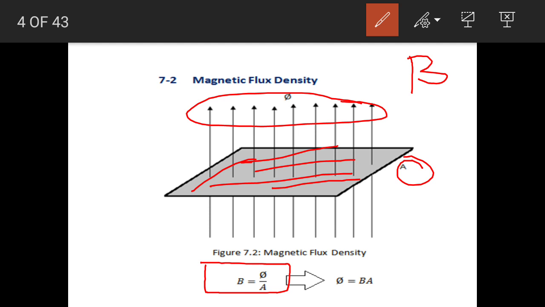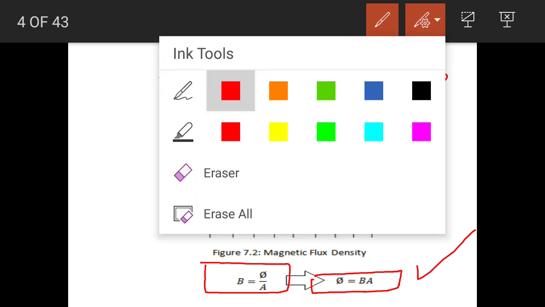If you want to calculate the magnetic flux passing through this area, we can calculate it with the help of this particular equation. The magnetic flux passing through this area will be equal to the magnetic flux density multiplied by the area of this rectangular surface. So this is how we calculate the magnetic flux density at any point in the given magnetic field, and this is how we calculate the magnetic flux passing through this particular area. Now we want to calculate the magnetic flux density with the help of another technique.